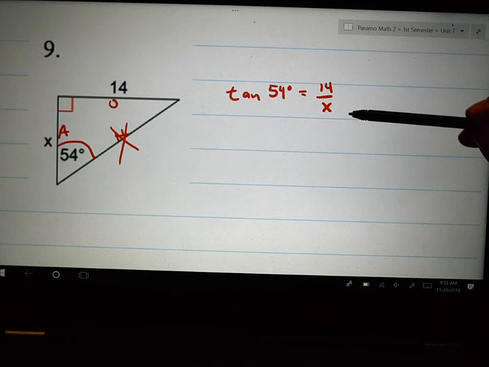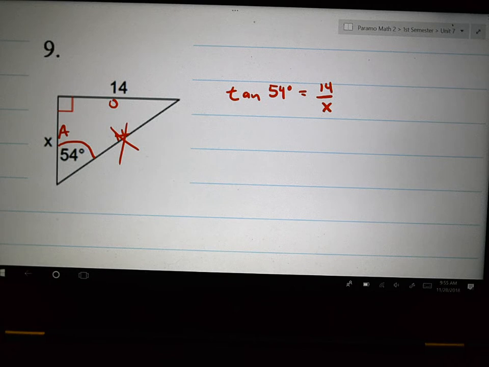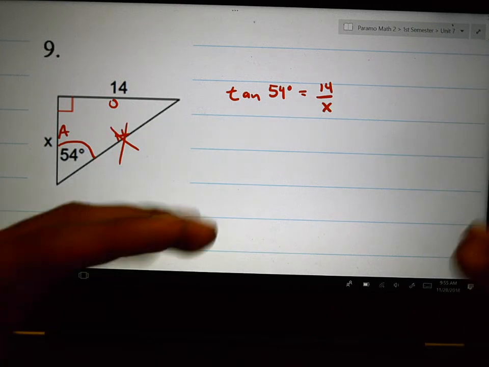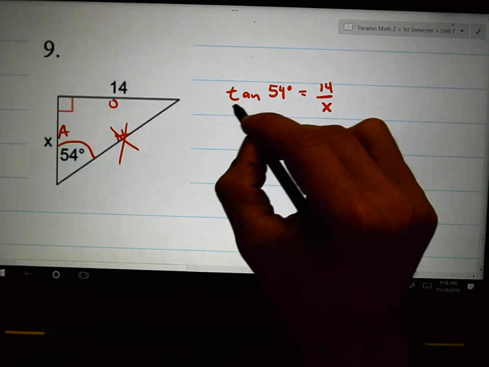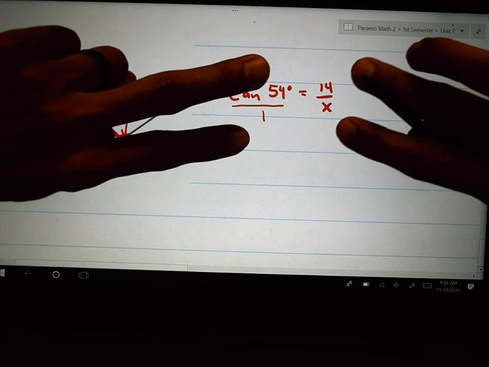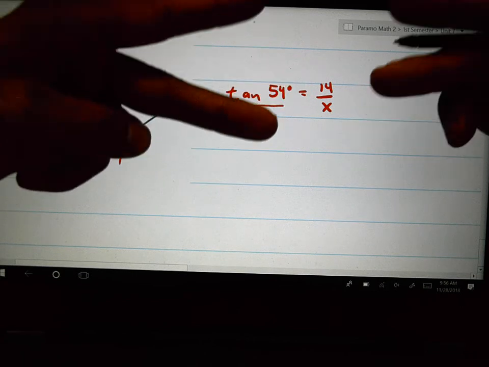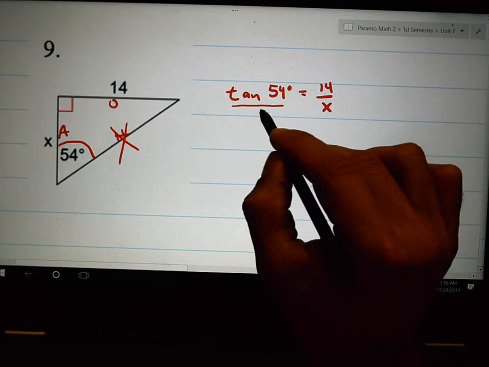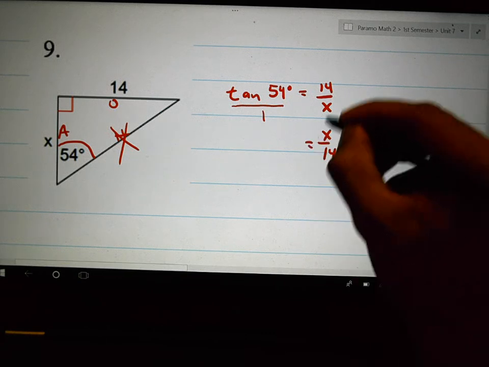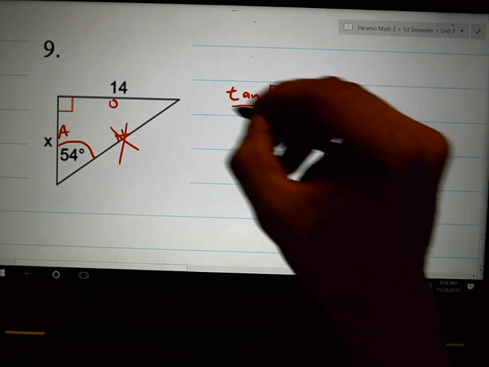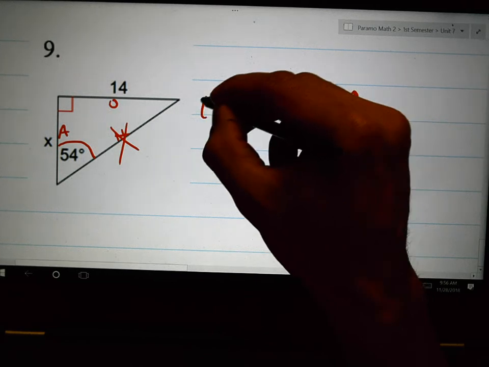When you have a variable in the denominator, this is where I see students make the mistake. They think you'd still divide by 14. You don't. We need x in the numerator. The easiest way to do this is we're going to take the reciprocal of both sides. There is this over an invisible 1. This is going to be x over 14. Flip this one and flip this one. The invisible 1 needs to pop out.